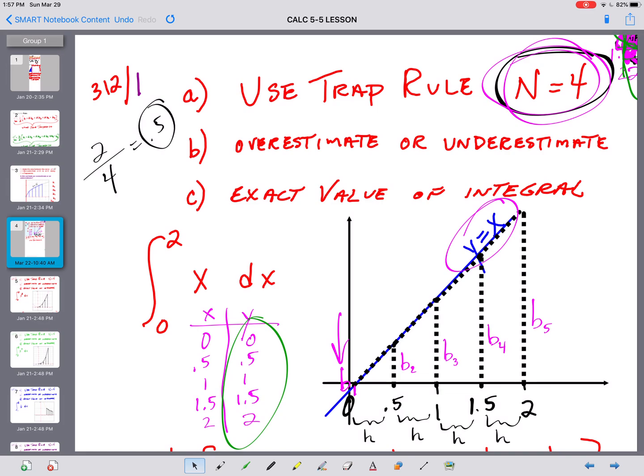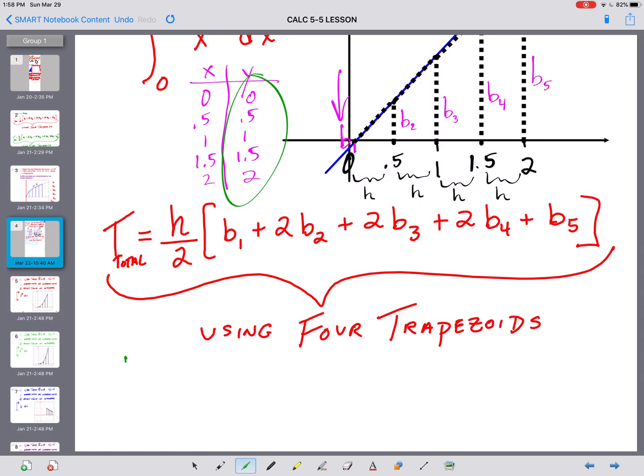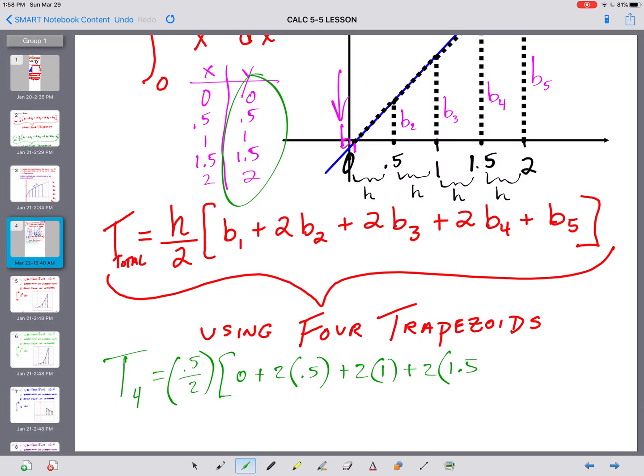So let's go down below and plug everything into our formula. There's our formula. T4, meaning 4 trapezoids. The height of each one was 0.5, divided by 2. The first base, 0, plus 2 times the second base, plus 2 times the third base, plus 2 times the fourth base, plus 1 times the fifth base gets us a total of 2. That is the answer for our trapezoid estimate.